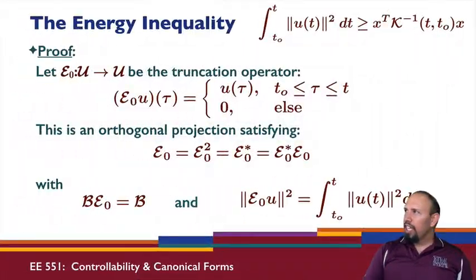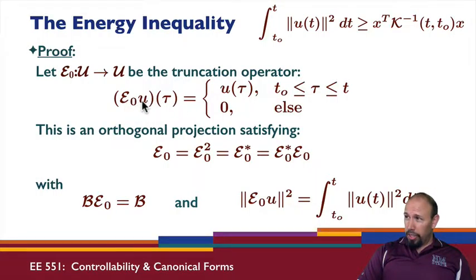Next, we move on to the energy inequality. So here's our energy inequality. We want to show that the energy in the control signal, given by this expression, satisfies this inequality, with equality if U is a particular value associated with X. In order to do this proof, I'm first going to define what is called the truncation operator. It operates on a control signal and gives us a control signal, so it maps from one space to the same space. Here's how it's defined.